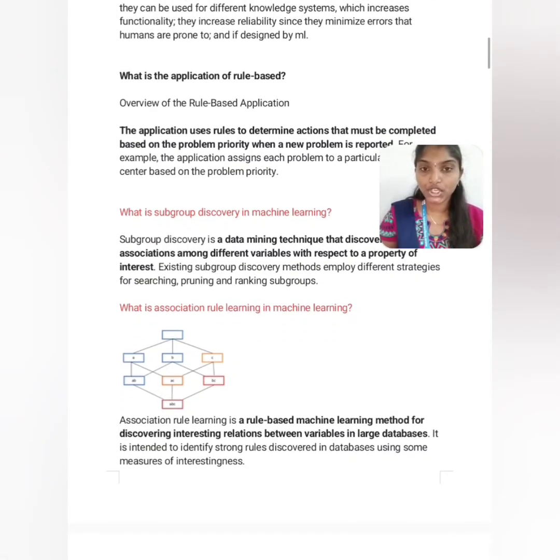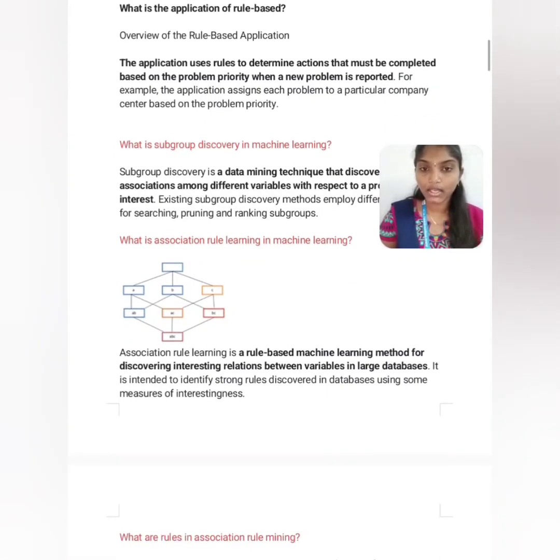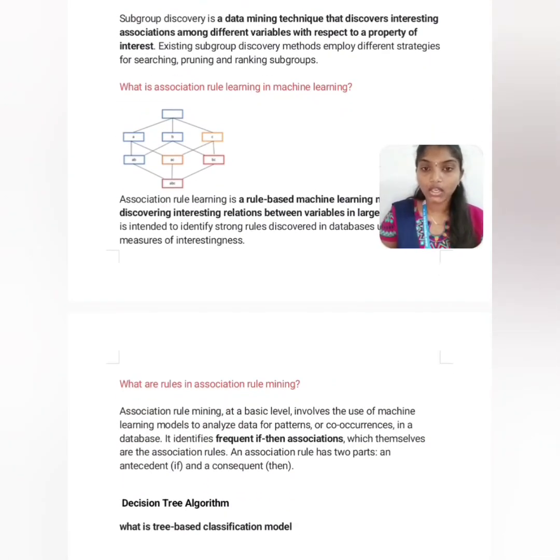What is association rule learning in machine learning? Association rule learning is a rule-based machine learning method for discovering interesting relations between variables in large databases. It intends to identify strong rules discovered in databases using some measures of interestingness.